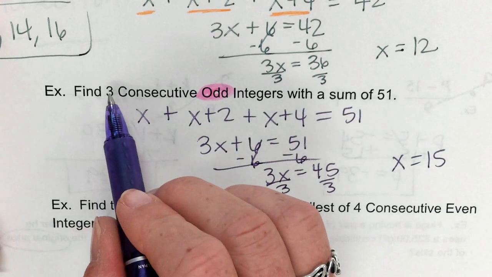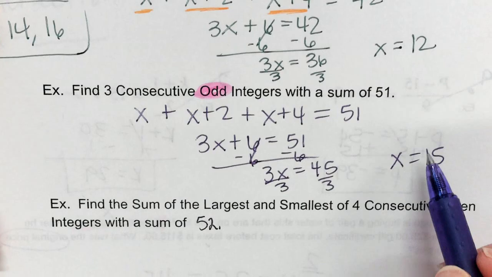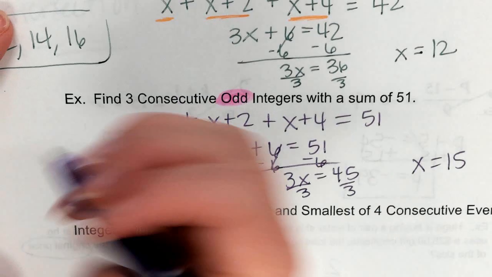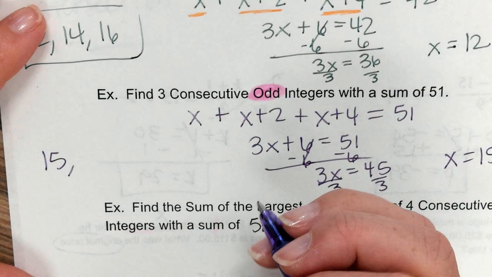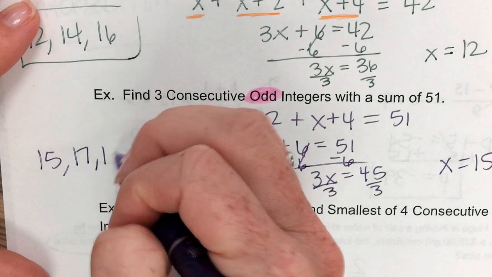It wants 3 odd numbers starting with 15 consecutive. So 15, what's the next odd number? 17, what's the next one?